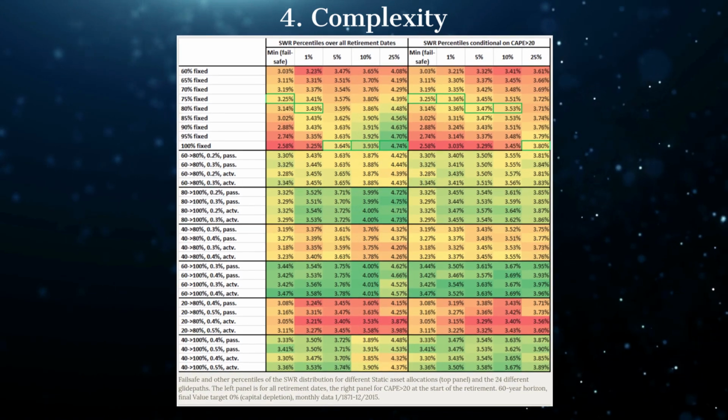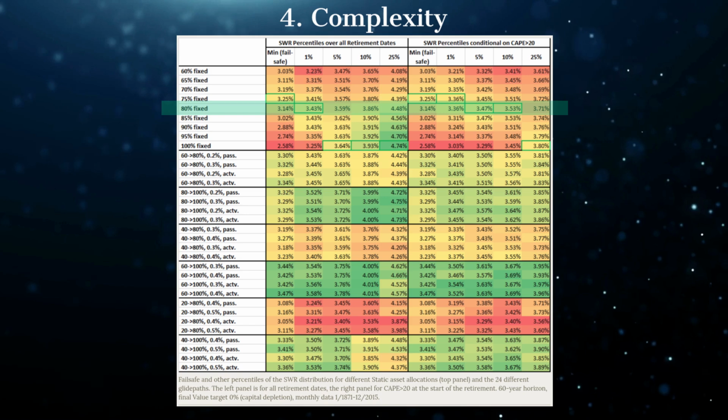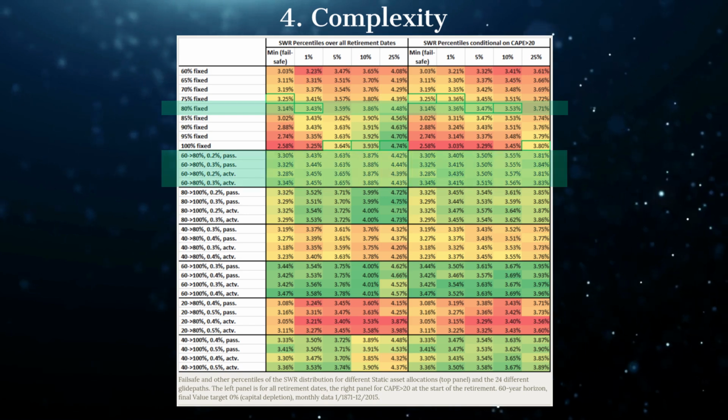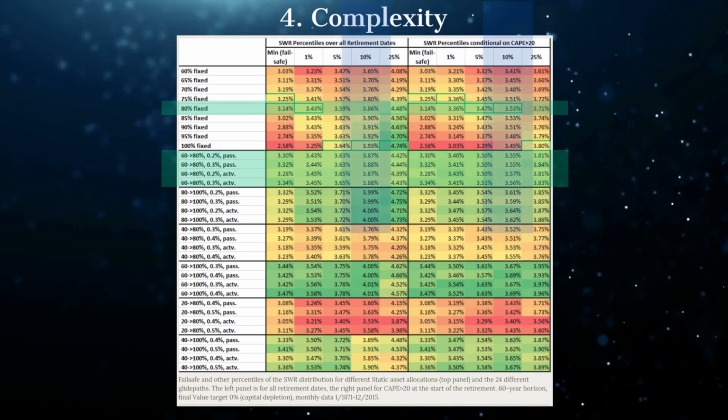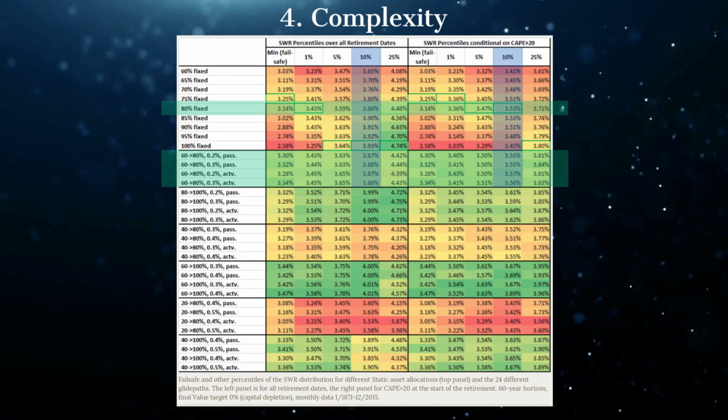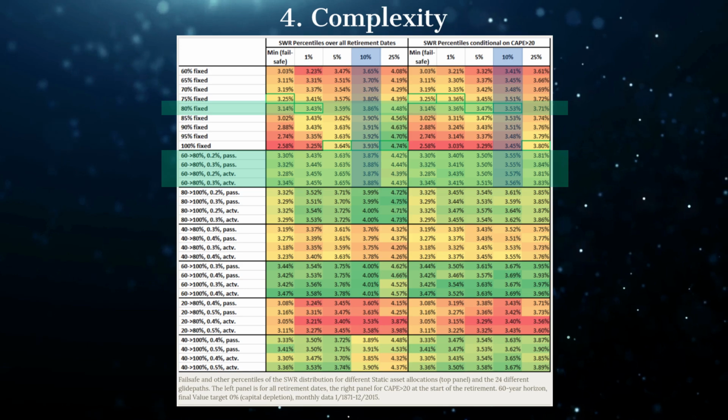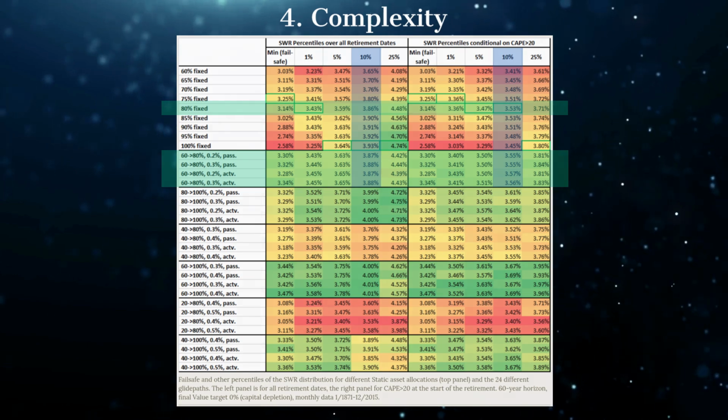Jeske, on the other hand, found that static 80-20 portfolios achieved almost identical safe withdrawal rates to the 60 to 80% glide path. So given how close the outcomes are, it's worth asking whether the additional effort is the best use of your time in retirement.